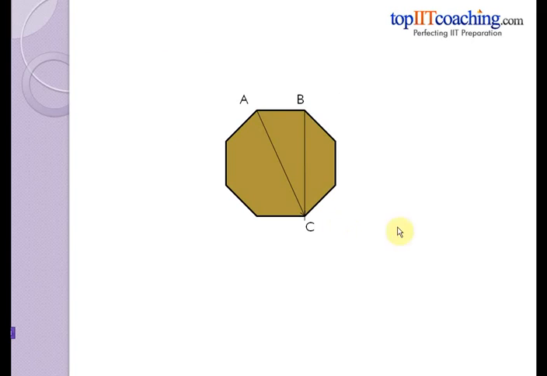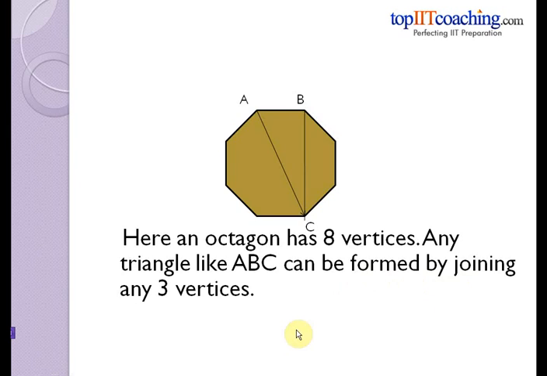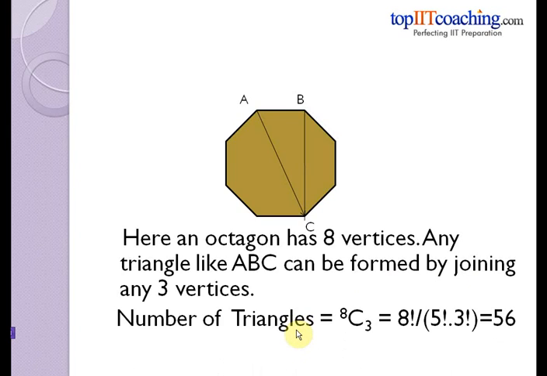Here what we have done is, we have taken 2 vertices. Let us say they are A and B, and we choose another vertex, that is C. Now we construct a triangle by joining A, B and C. So here we see that an octagon has 8 vertices, and any triangle like ABC can be formed by joining any 3 vertices. So the total number of triangles that can be formed by using all the vertices of an octagon is equal to 8C3, and that is equal to 8 factorial divided by 5 factorial into 3 factorial, and that is equal to 56.